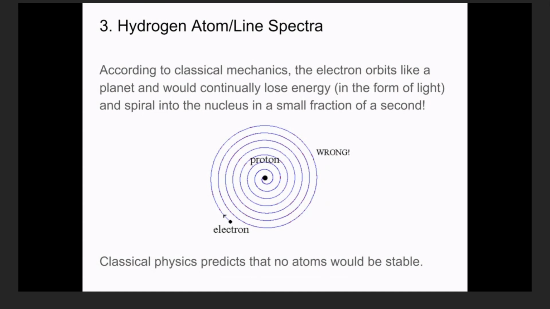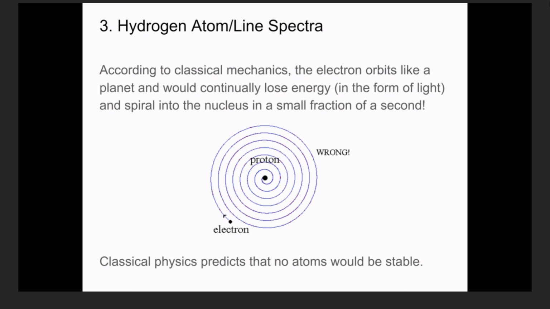So then the third evidence that kind of separated classical mechanics and quantum mechanics was the hydrogen atom, basically the line spectra. According to classical mechanics, the electron orbits like a planet and would continually lose energy in the form of light and spiral into the nucleus in a small fraction of a second. Classical physics predicts that no atoms would be stable. So obviously this is wrong, because we're here.